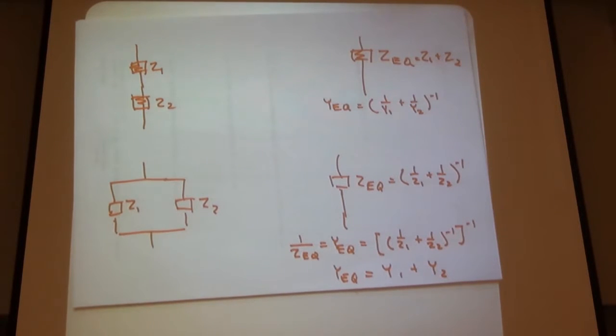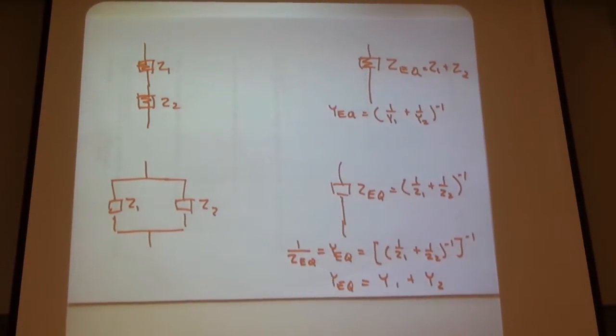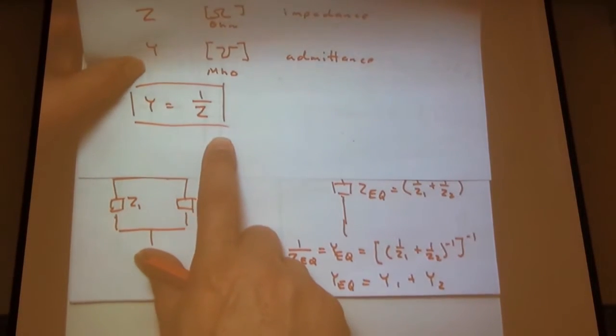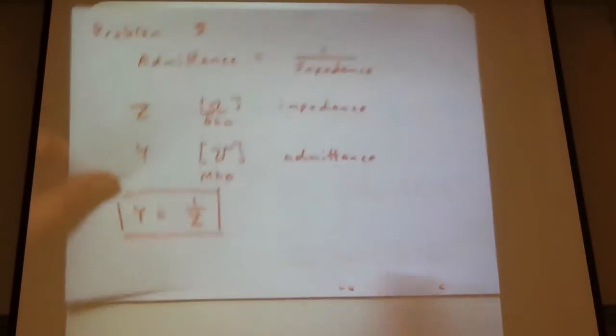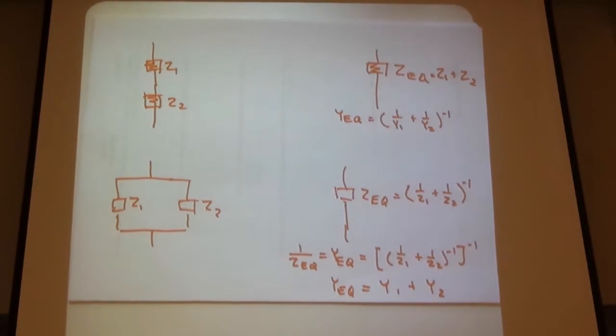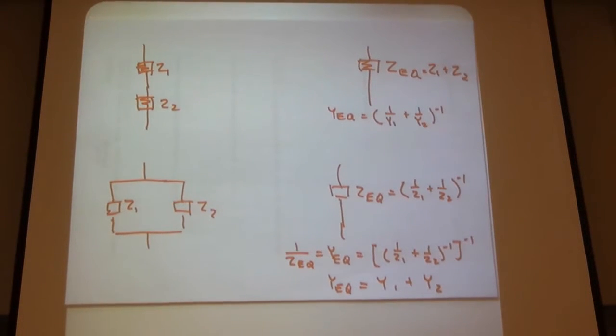So this isn't just a silly thing. It has a practical application in terms of engineering analysis. Now, it doesn't mean you can go to the Radio Shack and buy an admittance. You can buy devices that are impedances, resistors, capacitors, inductors, and then you have to take the inverse to find the admittance.